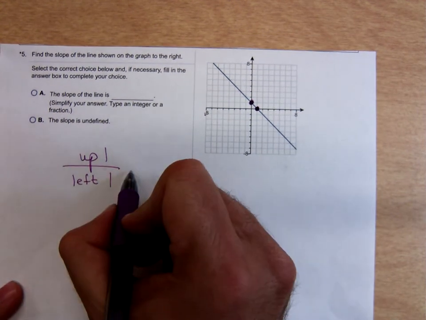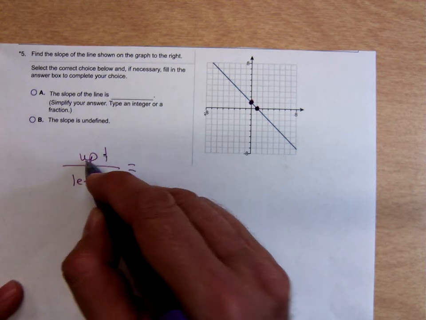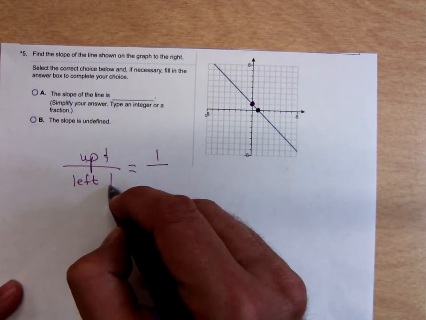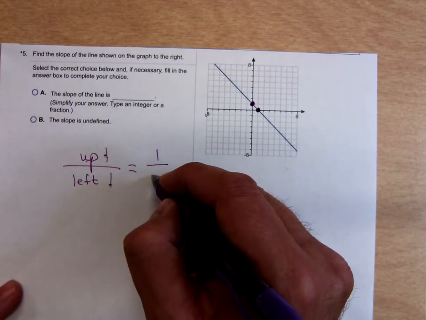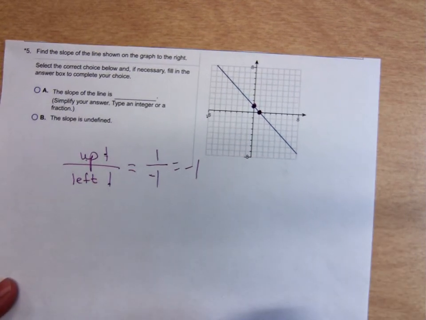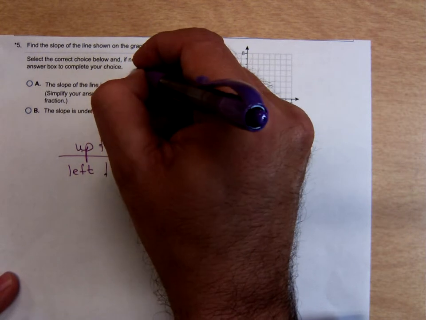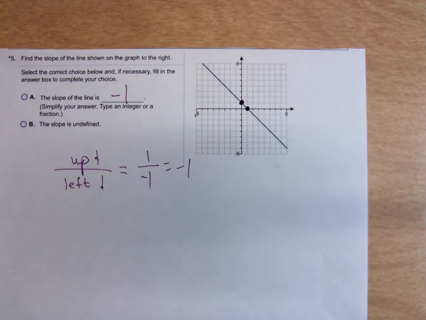So this would be 1, positive 1 because of up. What do y'all think I'm going to do here because of left? Negative 1. 1 divided by -1 is -1. So the slope of this line is -1. That's rise over run. That's how you calculate slope geometrically.